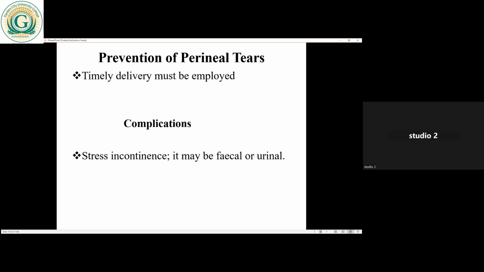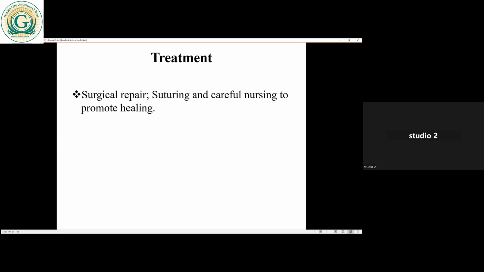That is the complication. How do we treat it? Luckily, surgery can do that. There's surgical repair, suturing, and careful nursing to promote healing. But let me caution you, even though this can be treated, we should not allow it to occur at all. So that is the end of the purpose for the lecture.